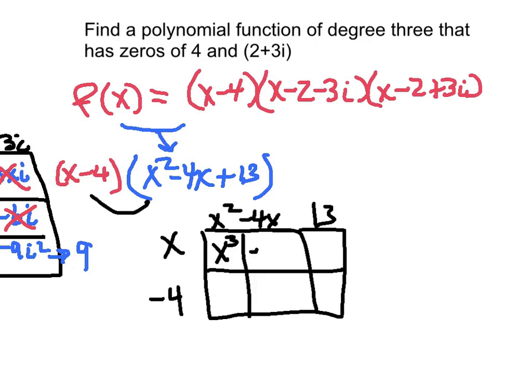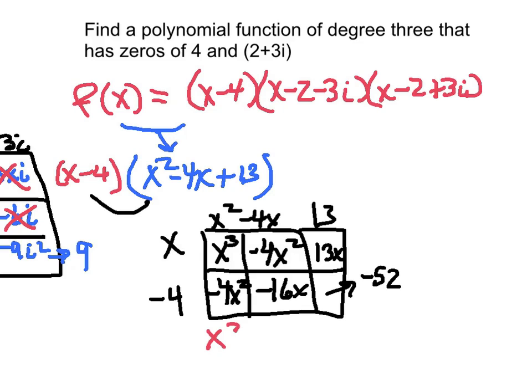So now, when I find the area of each one of these boxes, we'll have x to the third minus 4x squared. This will be 13x minus 4x squared. This will be a minus 16x, and minus 4 times 13 is a negative 52. So I'm going to write this out here so I have space. Negative 52.